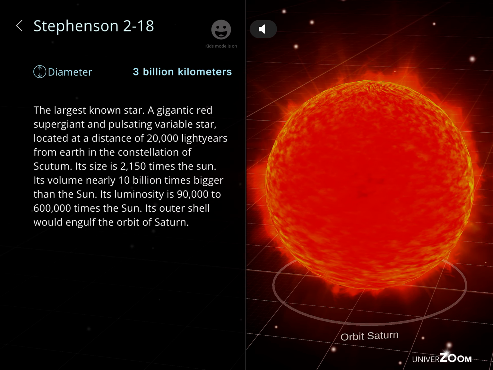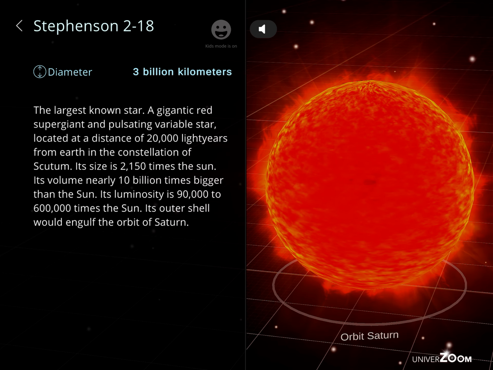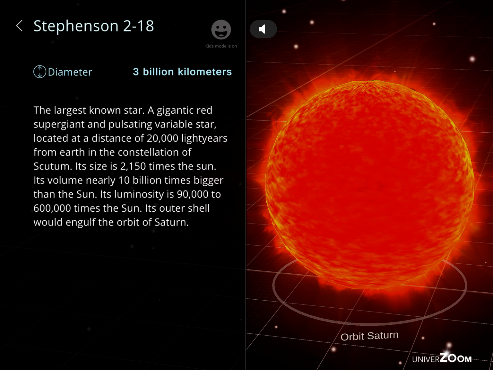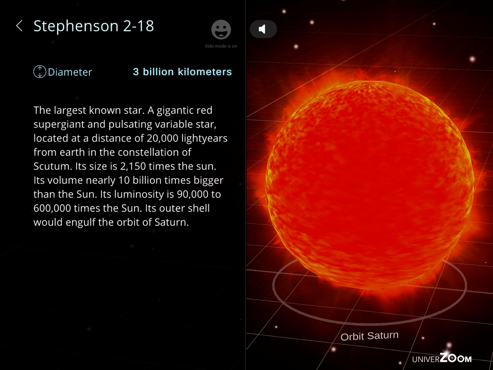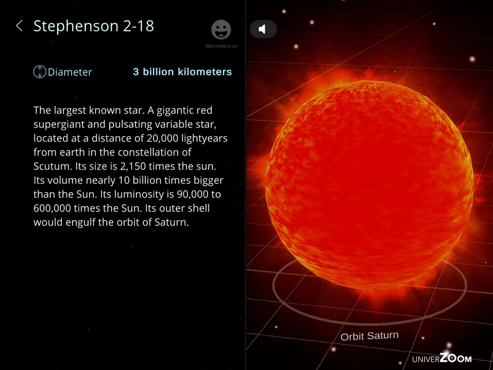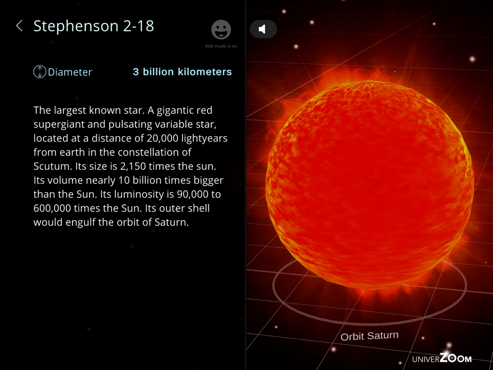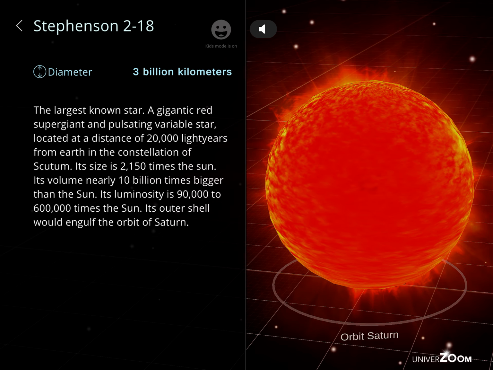Stephenson 218, diameter 3 billion kilometers, the largest known star, a gigantic red supergiant and pulsating variable star, located at a distance of 20,000 light-years from Earth in the constellation of Scutum. Its size is 2,150 times the Sun. Its volume nearly 10 billion times bigger than the Sun. Its luminosity is 90,000 to 600,000 times the Sun. Its outer shell would engulf the orbit of Saturn.